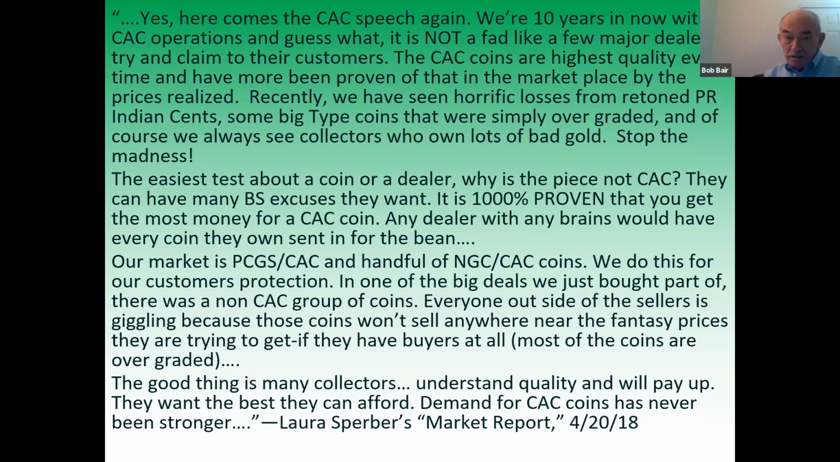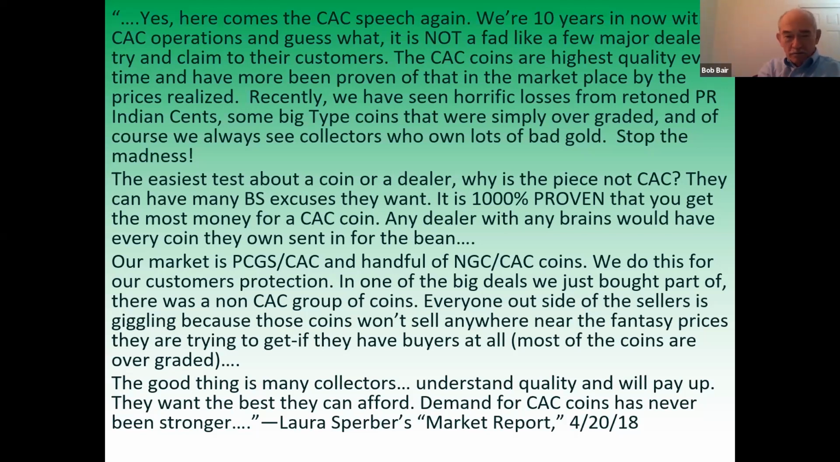Stop the madness. The easiest test about a coin or a dealer: why is the piece not CAC? They can have many BS excuses that they want. It's 1,000% proven that you get the most money for a CAC coin. Any dealer with any brains would have every coin they own sent in for the bean. Well, there are various reasons you can think of as to why that's not the case, but we're not going to go into that now.